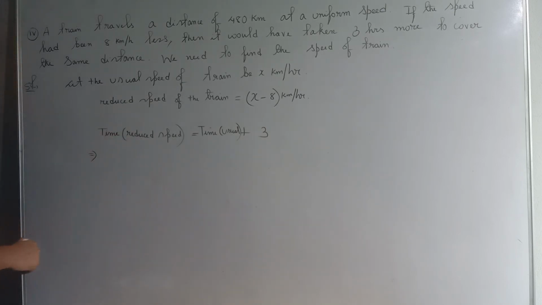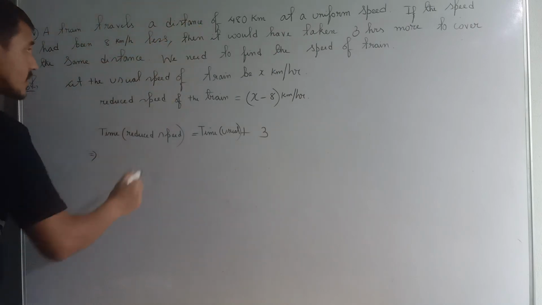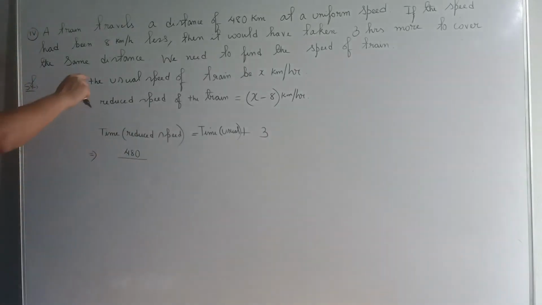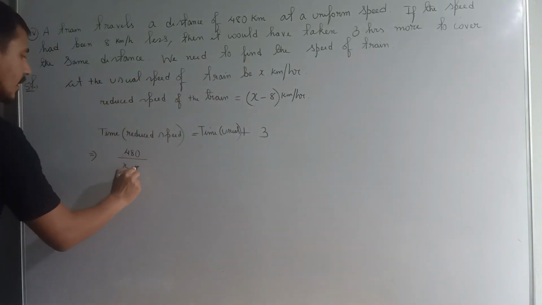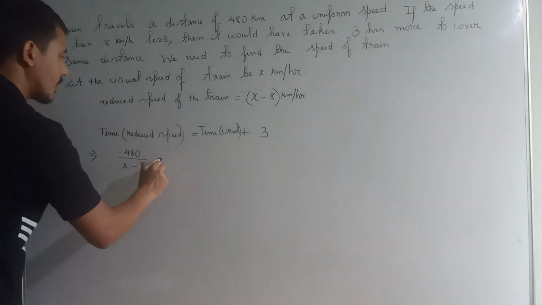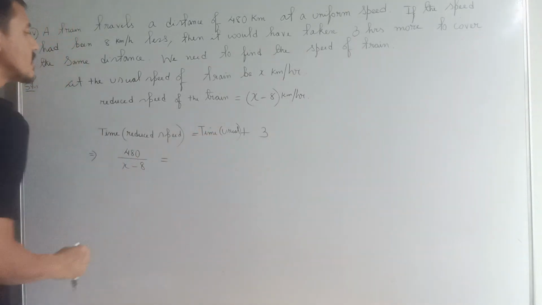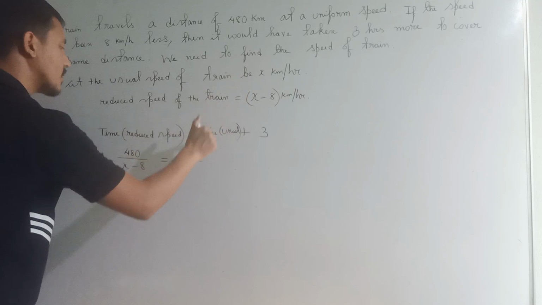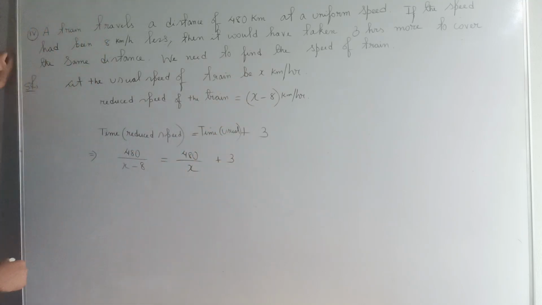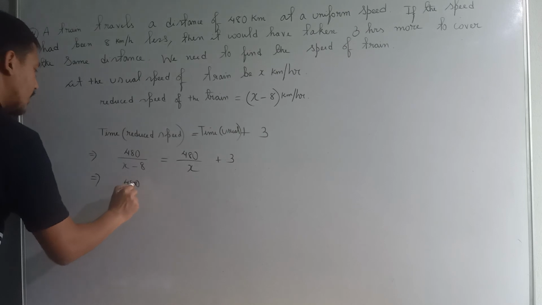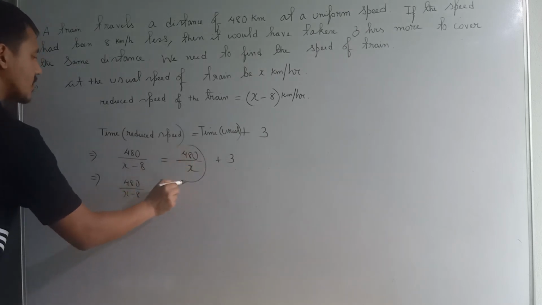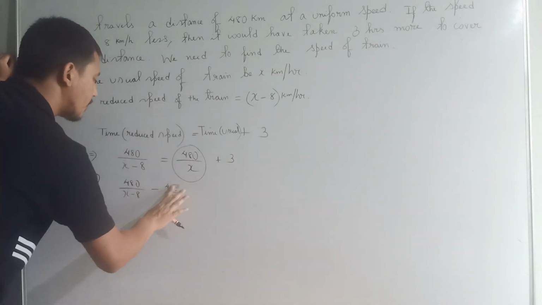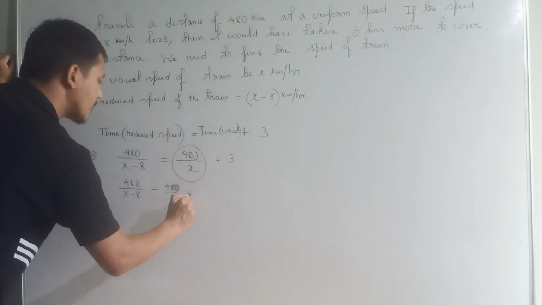So time can be expressed as distance upon speed. Distance covered by the train is 480 km, upon the reduced speed x minus 8. Again, time is distance upon speed: distance is 480 kilometers upon the usual speed of the train, x, and then we have plus 3. So 480 upon x minus 8, let us transpose this term to the left side as minus 480 upon x, is equal to 3.